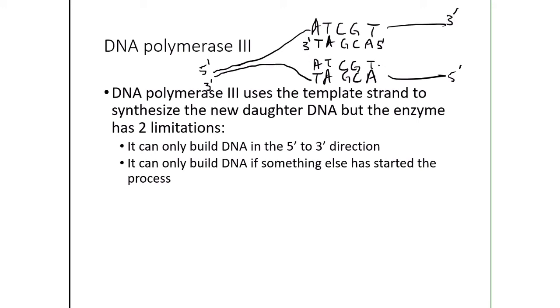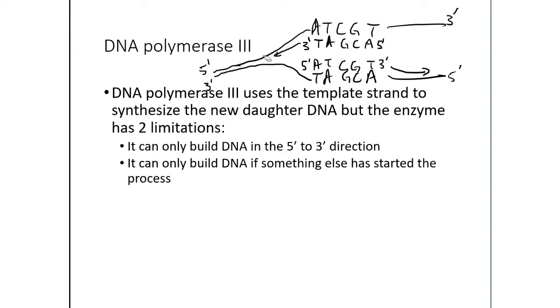And on the bottom here, we are going to have the opposite, because this is 5', this is going to be 3', and this is 3', which means this is going to be 5'. And the problem with DNA polymerase 3 is that it can only build DNA in the 5' to 3' direction. Okay, so in the top here, you are going to be able to continue to add nucleotides in this direction because you can add things on the 3' end, right? And over here you'll be able to add nucleotides in this direction, okay, on the 3' end.